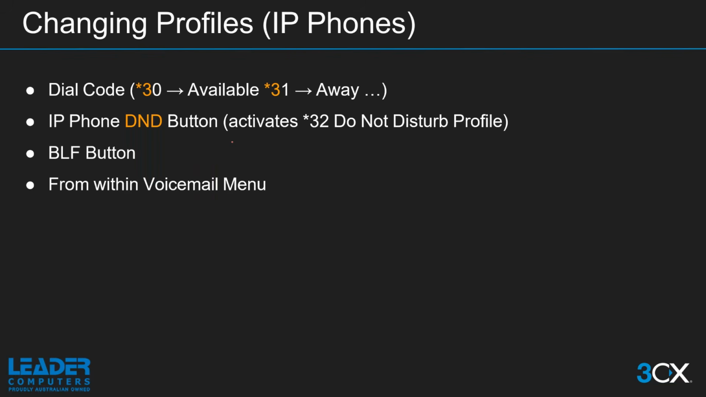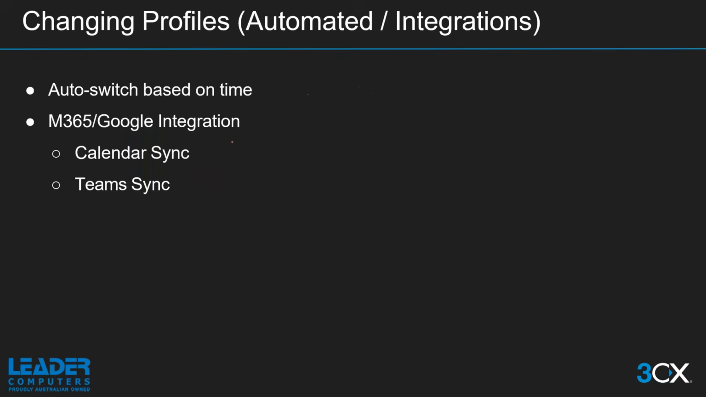And if you want to set DND or do not disturb, you dial star 32. The end user doesn't need to remember all these dial codes. You can put that as a speed dial onto one of the BLFs the handset has. So that's an easy way to configure.